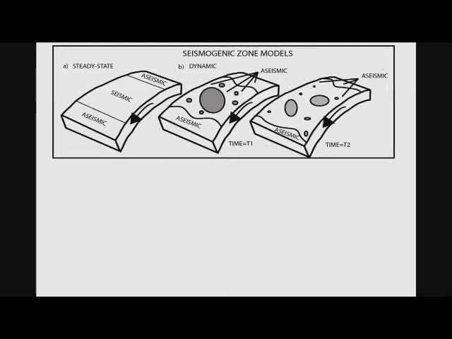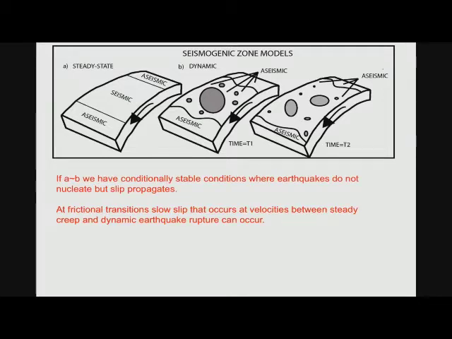So some things that we have to consider, and I didn't talk too much about, when we talked about the frictional parameter, when A is less than B, when A is greater than B. When A is very close to B, we have a frictional state that's called conditionally stable. And earthquakes don't nucleate in that region, but they can propagate.